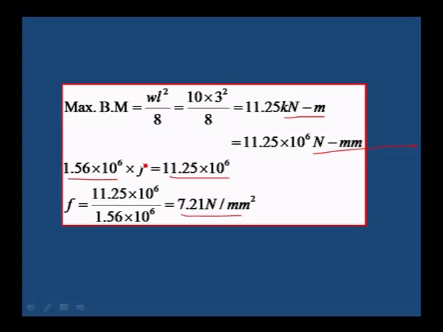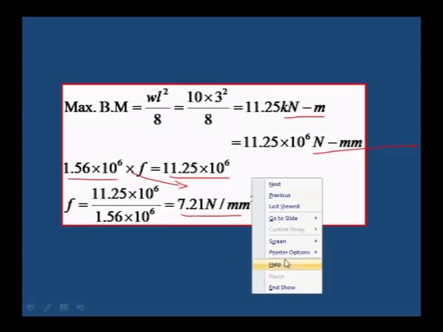Therefore, F is equal to, if you cross multiply, 11.25 into 10 to the power of 6 divided by 1.56 into 10 to the power of 6, that is 7.21 Newton per mm square is the stress.